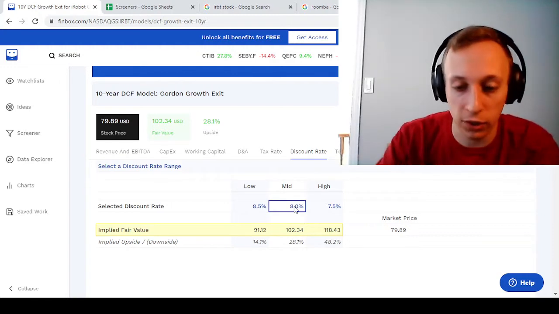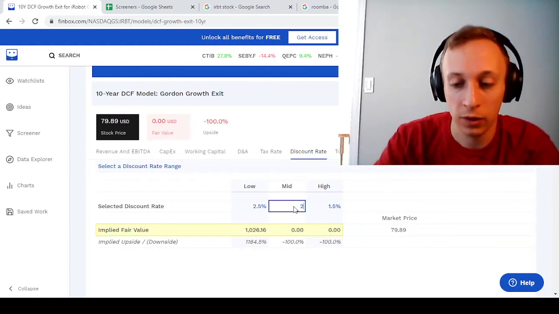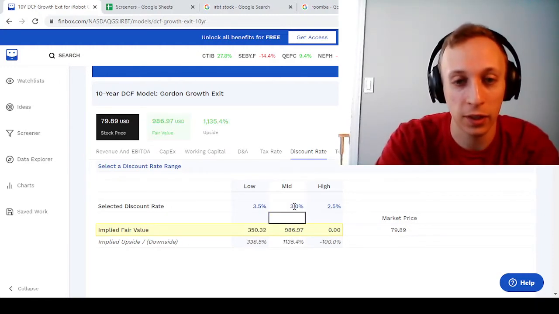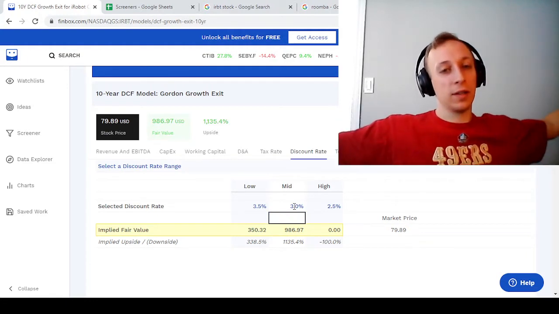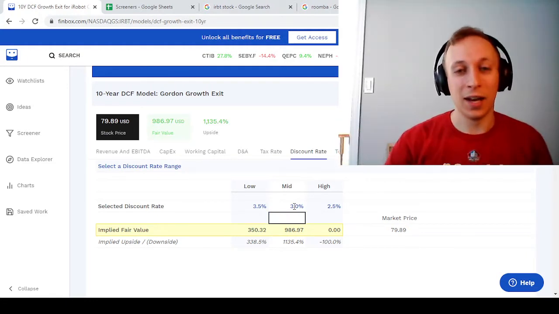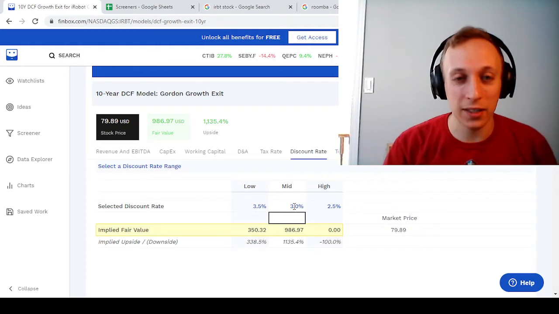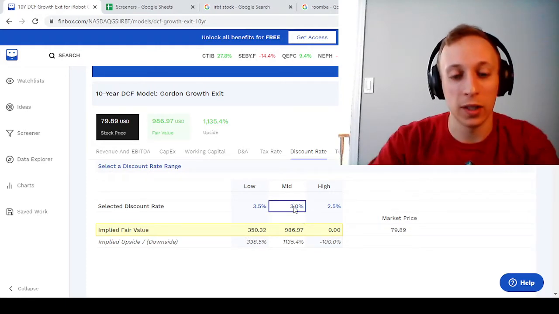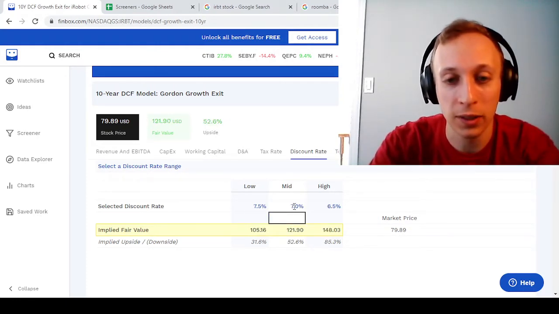But you can see this would change it drastically. If you go 1%, or it won't even accept 1%, 2%, there, 3%. It says it's worth thousands of dollars. If you just want to discount at 3%, it's worth a ton. So make sure you're doing something reasonable.